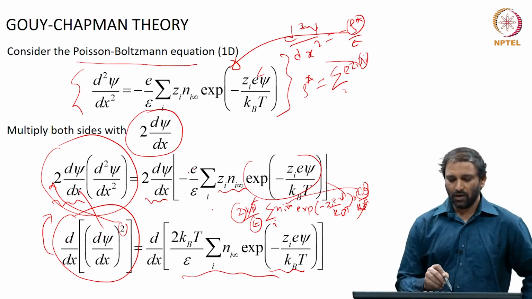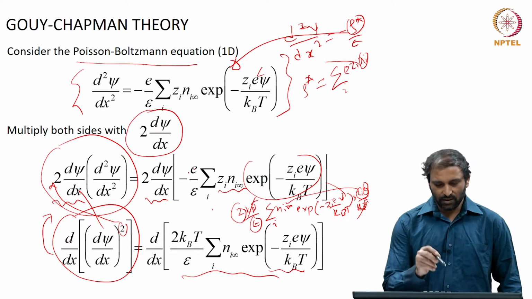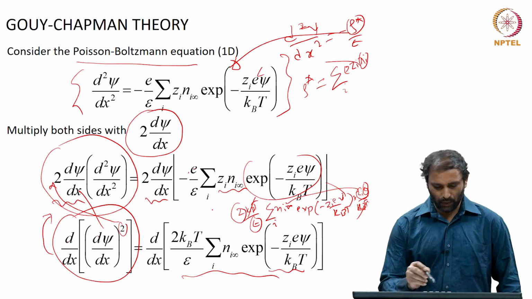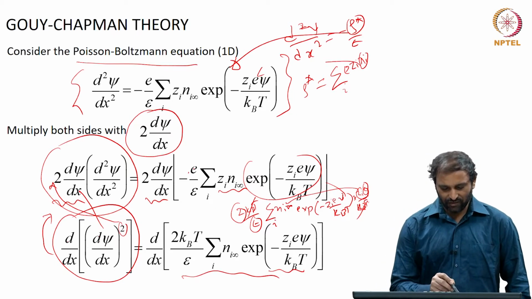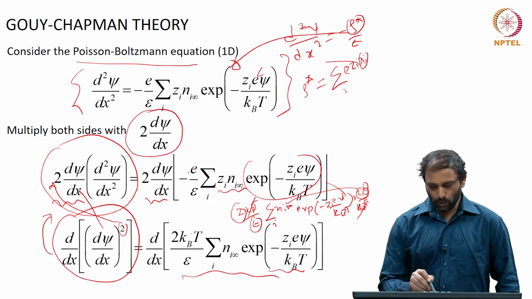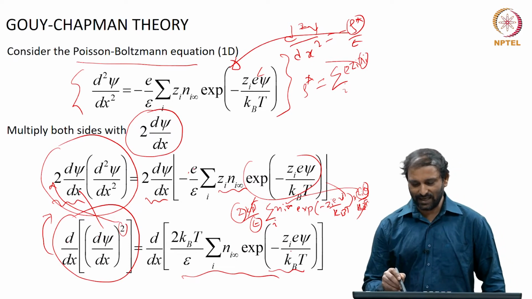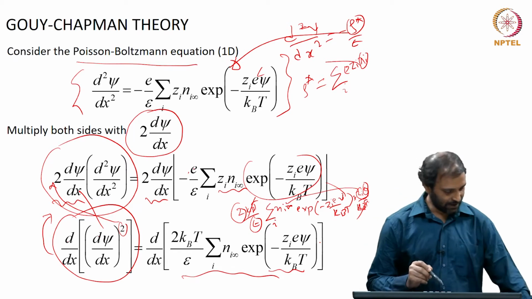So, essentially by this simple manipulation I can write the one dimensional Poisson-Boltzmann equation as d by dx of d psi by dx whole square is equal to d by dx of 2 kBT divided by epsilon summation i Ni infinity exponent of minus Zi e psi divided by kBT.